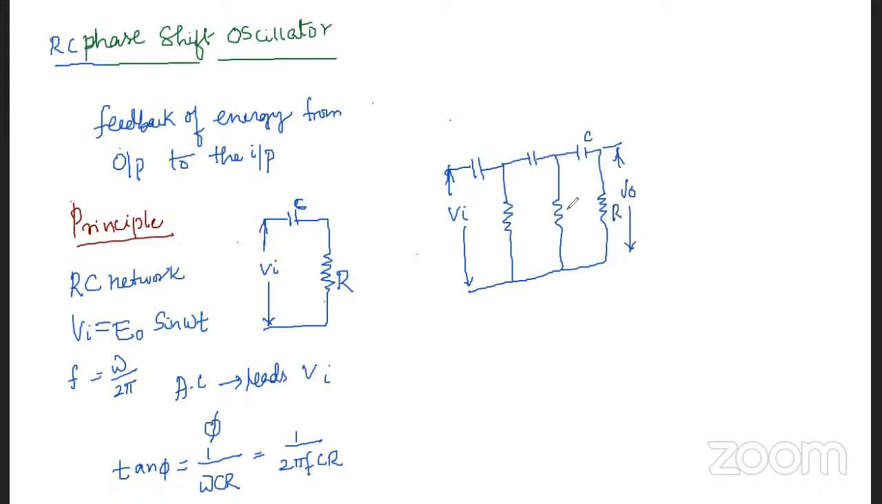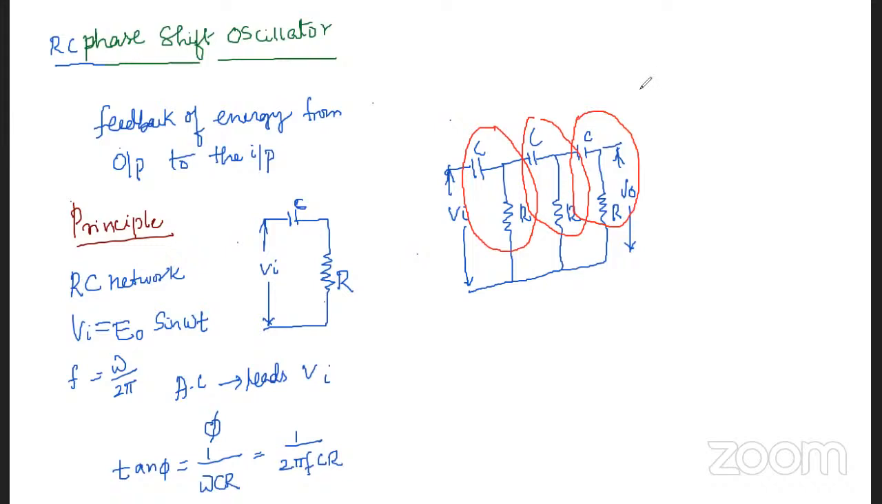So here one RC combination will be there, this one R and C. We choose the values of R and C such that the phase difference phi is 60 degrees. If you build a ladder network consisting of three RC combinations, then with this RC combination you get a phase shift of 60 degrees, with another RC combination again another 60 degrees, and with this RC combination again 60 degrees of phase shift.